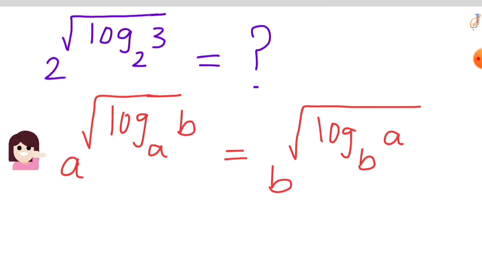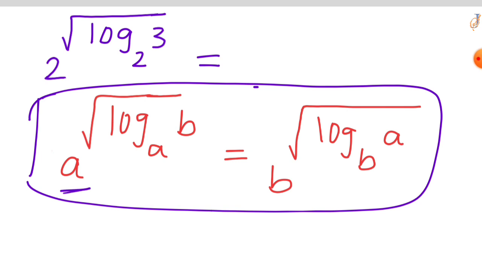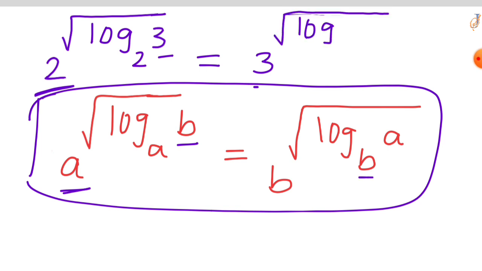We proved this property. Now let's go to the question. So our question is 2 raised to the power of square root of log base 2 of 3. Using this property, here a is 2 and b is 3. So we can write this as 3 raised to the power of square root of log base 3 of 2.